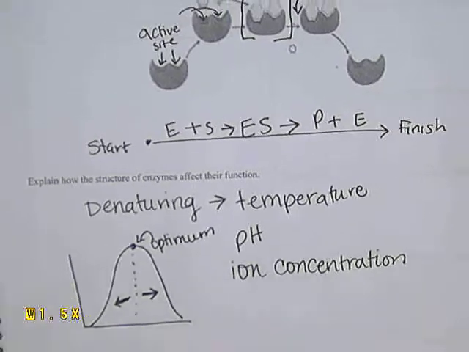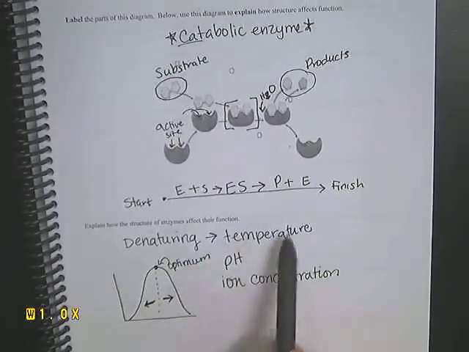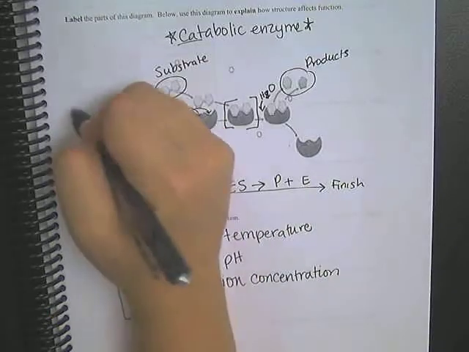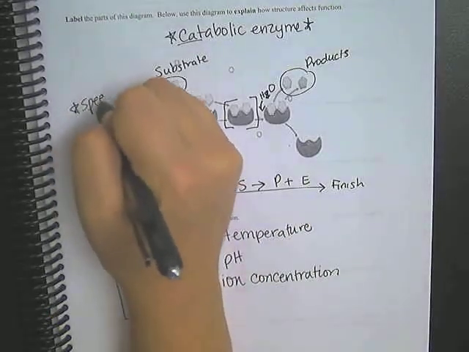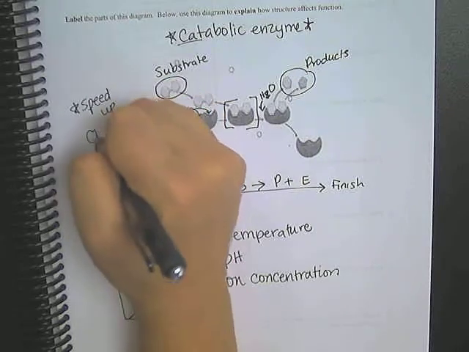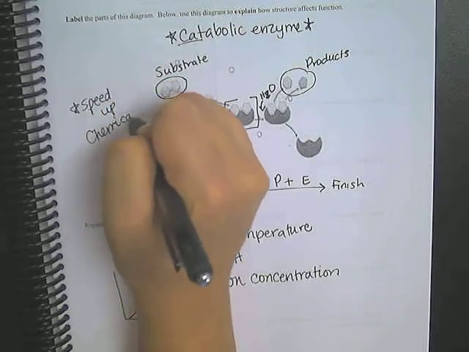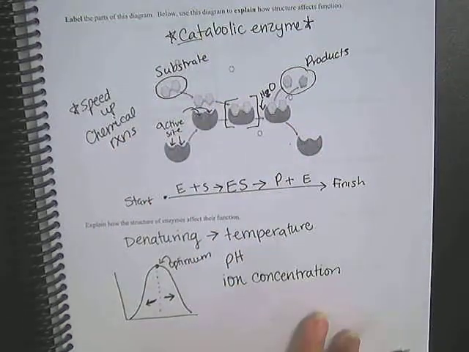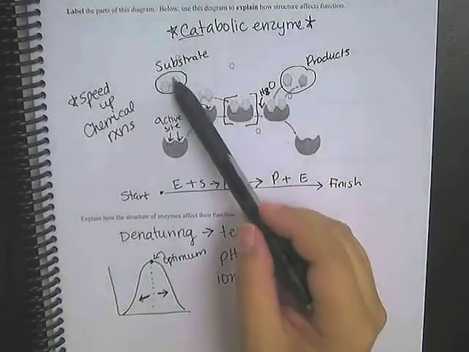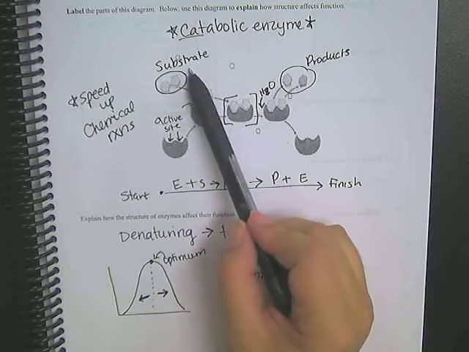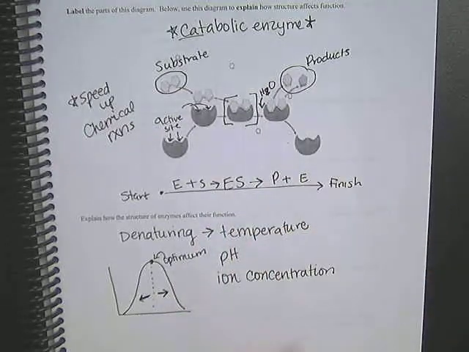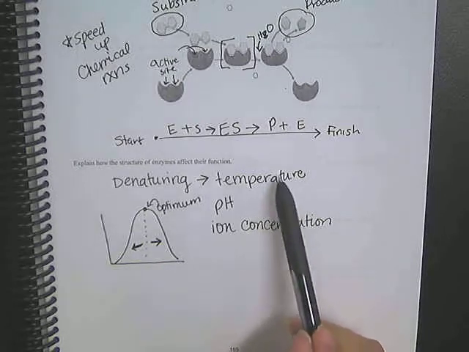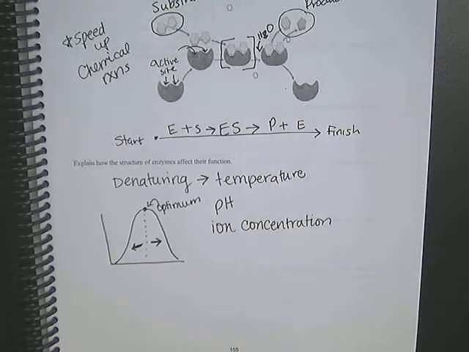I'll go ahead and zoom out just to go over it one more time. Enzymes are not used in the process of the reaction, but they do help to speed up chemical reactions. And I'm just going to put RxNS for reactions. The substances that go into the active site are known as substrates. What comes out are the products. And these enzymes can be affected by environmental factors such as temperature, pH, and ion concentration.